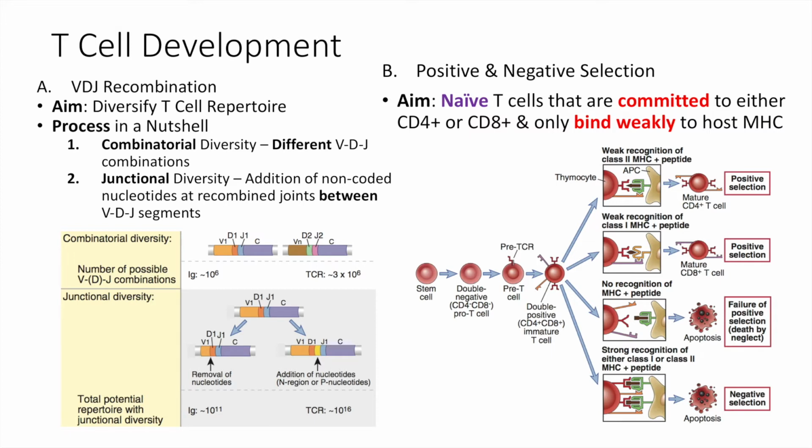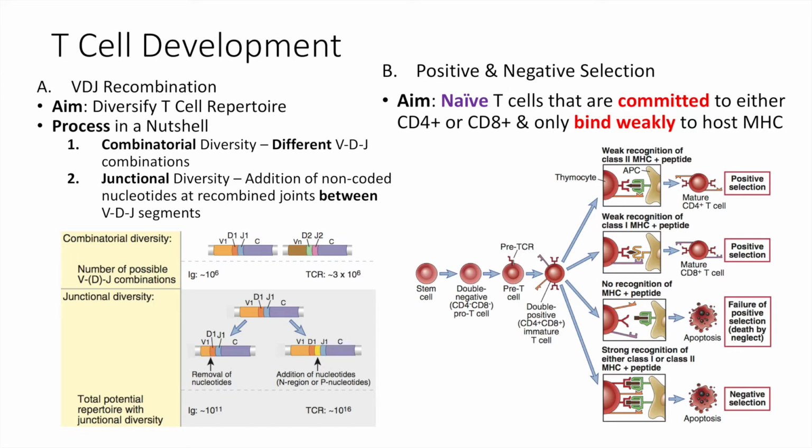In overview, positive selection is where we select for receptors that can recognize MHC, and negative selection is where we select against those that are autoreactive. Let's refer to the picture below. At the start, a stem cell becomes a double negative, CD4 minus CD8 minus T cell, which means it doesn't express CD4 or CD8. Then it develops more and more until it becomes double positive. At this point, we call it an immature T cell, and it has both CD4 and CD8.